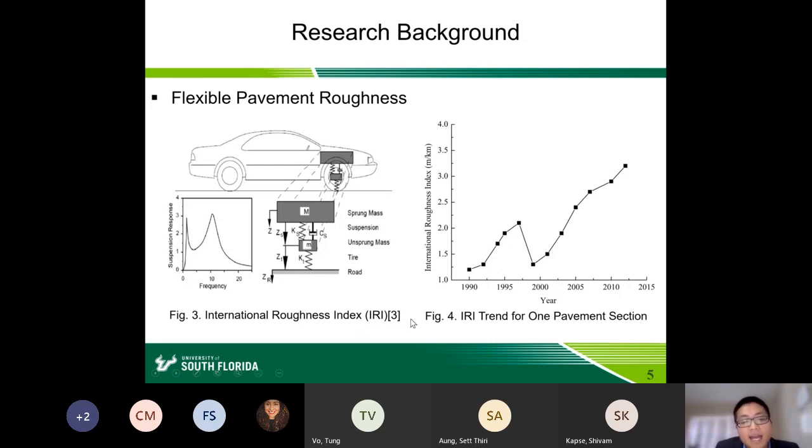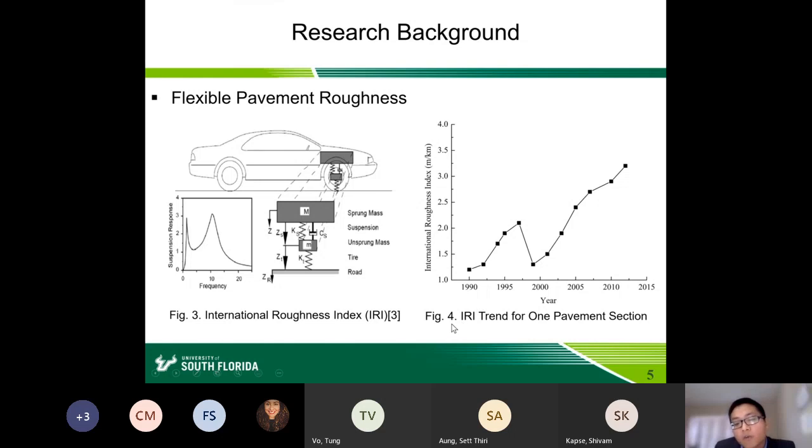The IRI is calculated as the accumulative vertical suspension over the distance that the vehicle traveled at a speed of 50 miles per hour. When the pavement has a lot of distresses, the smoothness will decrease, and the vehicle operating cost and its corresponding environmental impact will increase.